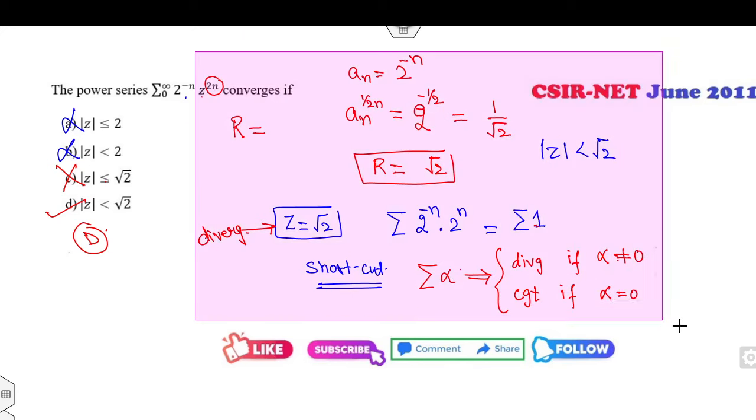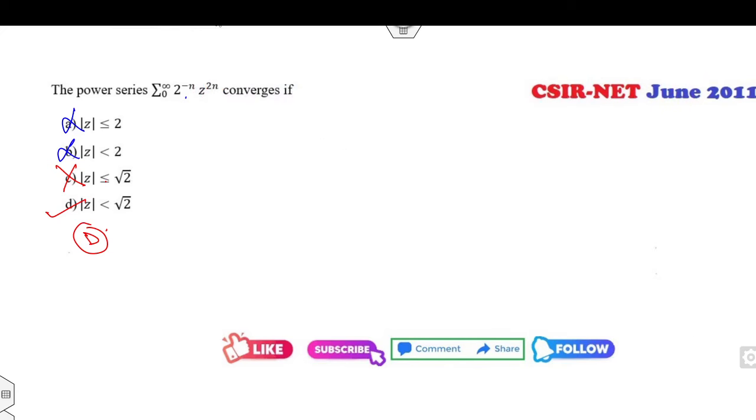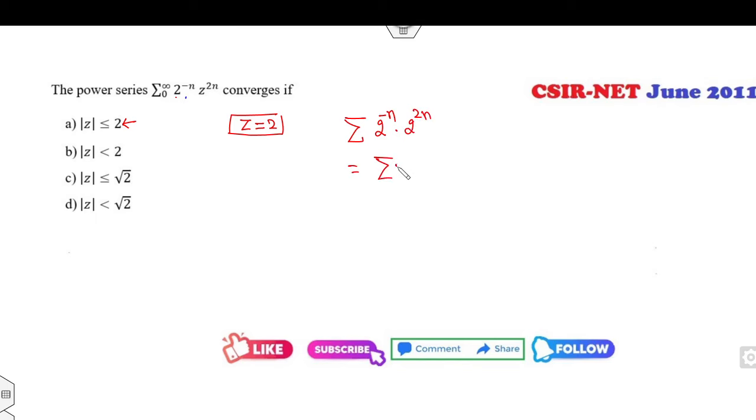Fine. There is one more method. Instead of finding the radius of convergence, we will look at the options. Firstly, we will check z equal to 2. We will substitute in the given expression. It is 2 raised to power minus n, times 4 raised to power n, or 2 raised to power 2n. So that will be 2 raised to power n. So clearly this is a GP series, where the common ratio is 2, which is greater than 1. That means this is divergent. So that means equality is not true.